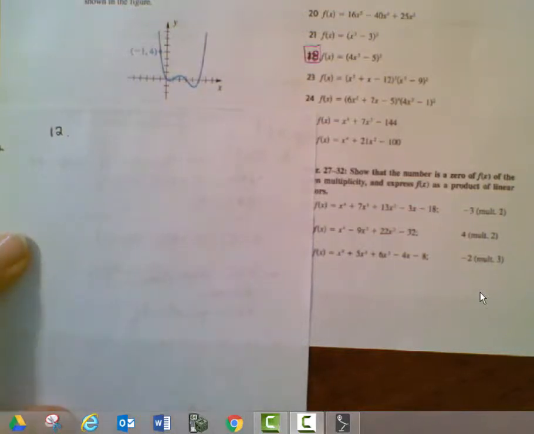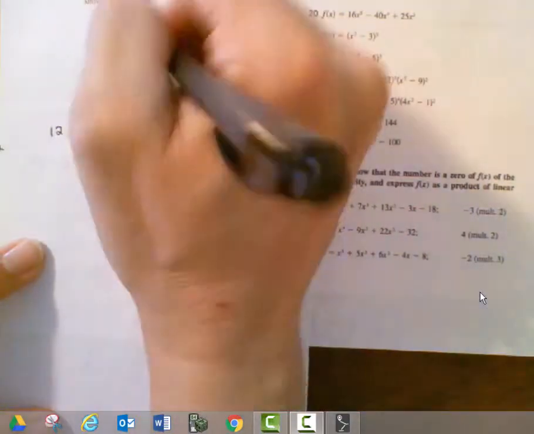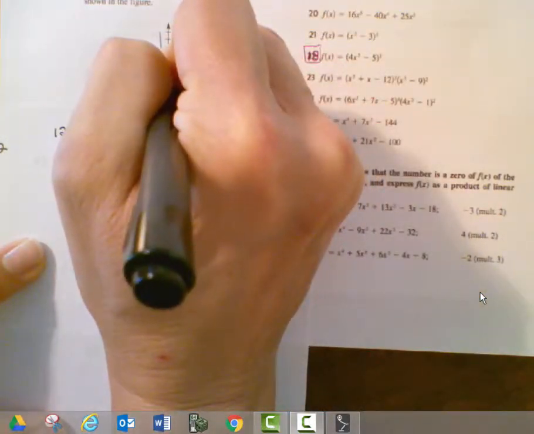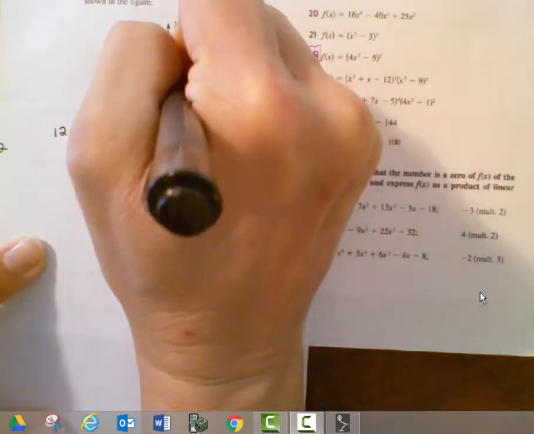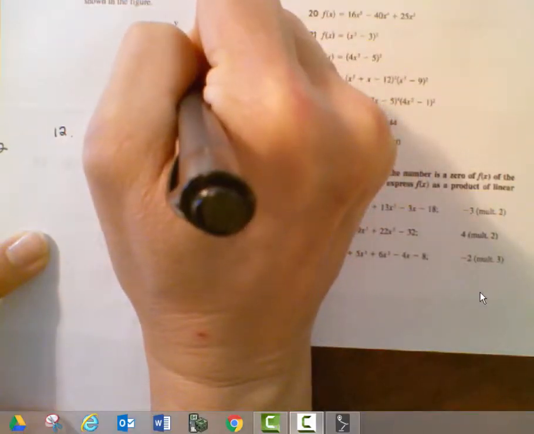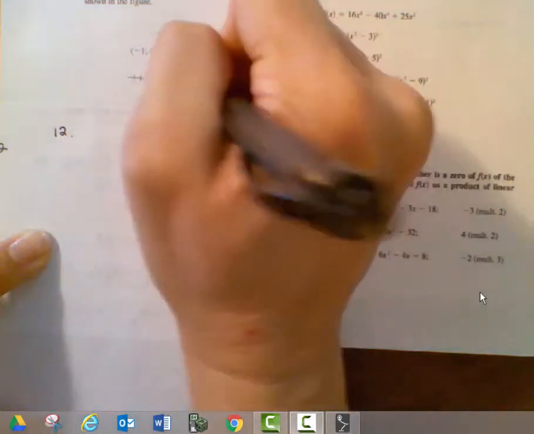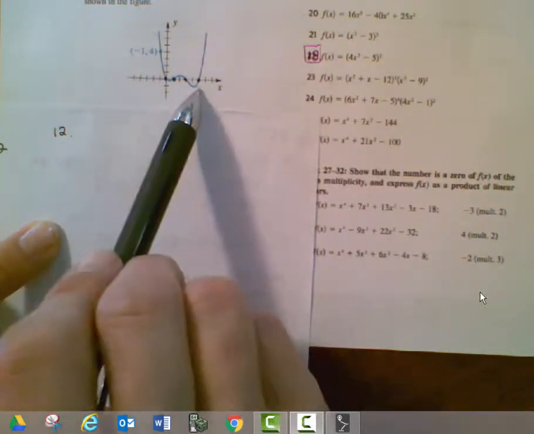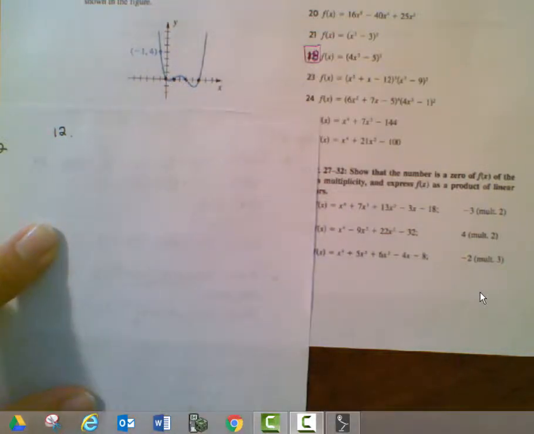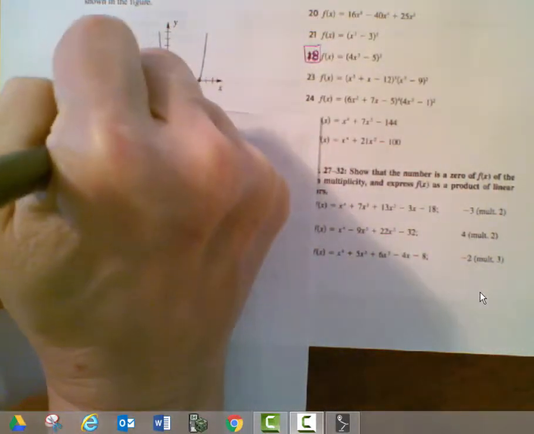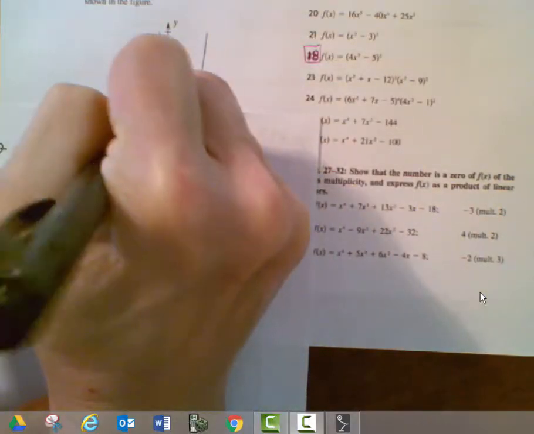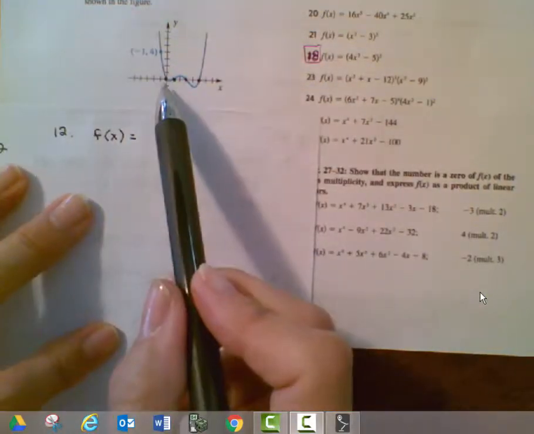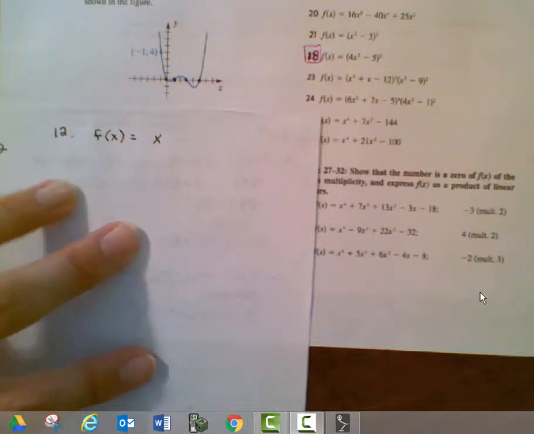Looking at that graph, I can see the x-intercepts or zeros of the function. Looks like the graph crosses the x-axis at 0, at 1, at 2, no, I'm sorry, that's 3, and then at 5. So this function has 4 x-intercepts or 4 real zeros of 0, 1, 3, and 5. That already tells me 4 factors of that function. In order for 0 to be a zero of the function, I need the factor of a plain old x.